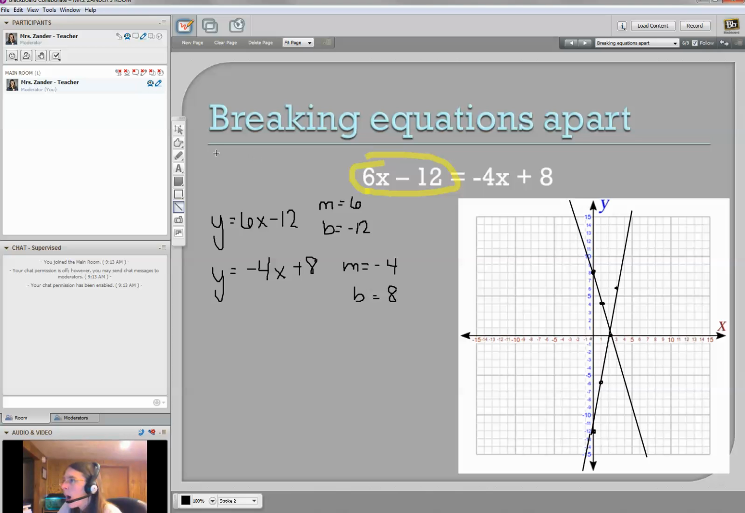So our solution for this problem is where they intersect, which is at positive 2, 0. And if you wanted to, you could go ahead and substitute those values into both equations and you should get true statements each time.